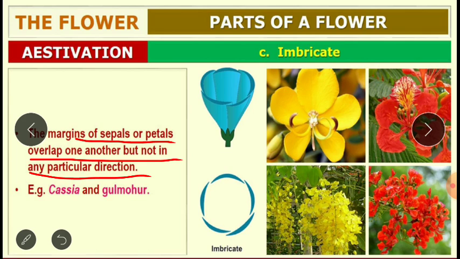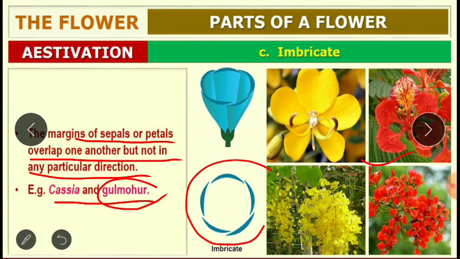You can see this type of aestivation in the plants like cassia and gulmohar. Gulmohar you can easily find in your surroundings. This is going to be your gulmohar flower. So in this one you can observe this diagram. So this petal is having both the petal sides inside. In this petal both the petal sides are outside. In this petal one side is in, one side is out. So there is no particular direction for overlapping. This type of aestivation is going to be called as the imbricate aestivation.